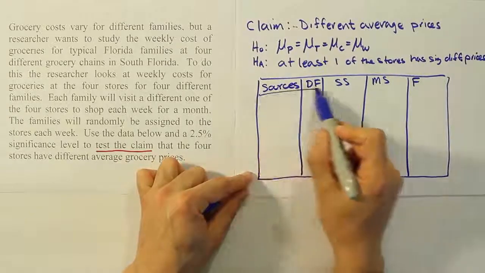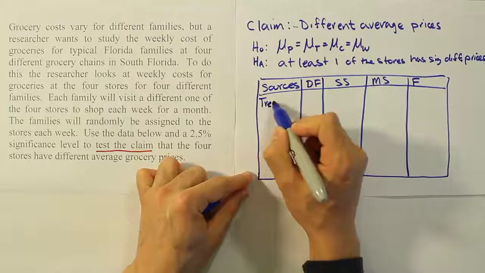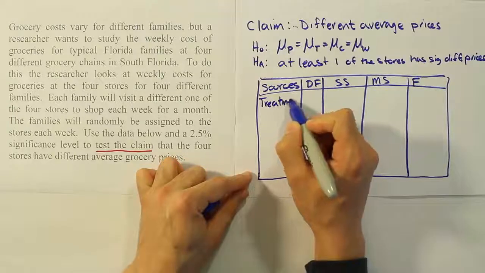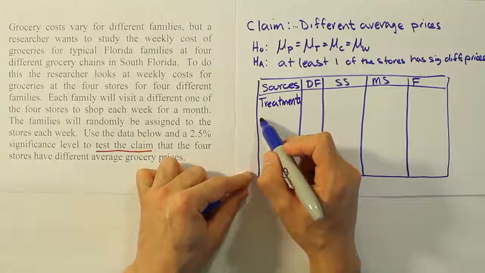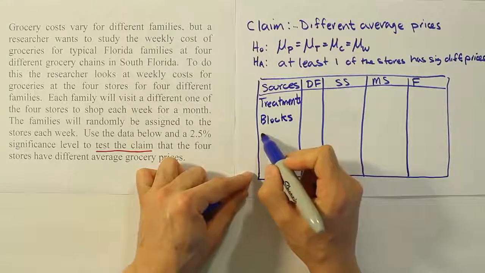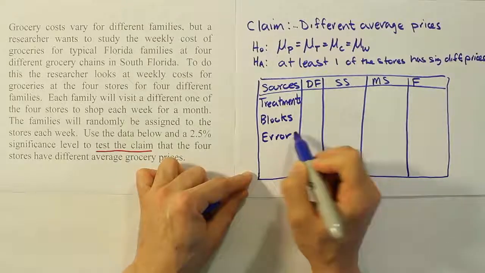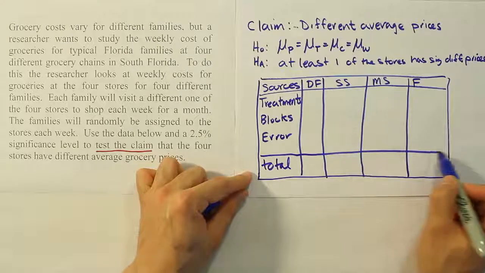All right, and then for the sources, we're going to have treatments. So we'll have variation due to the treatments. That'll be the stores in this case. We'll have variation due to the blocks. In this case, it'll be the different families of the blocks. Then variation due to the random error that's present. And then, of course, we'll have the row that we put the totals in, right? All right.